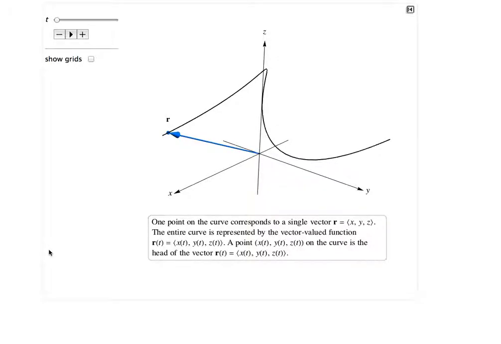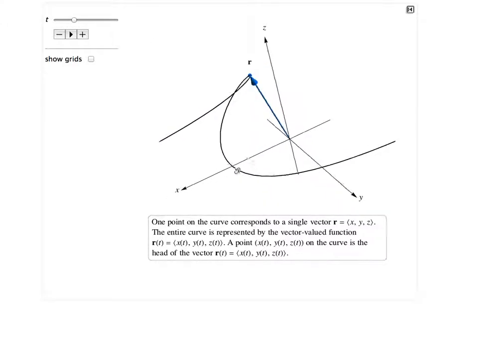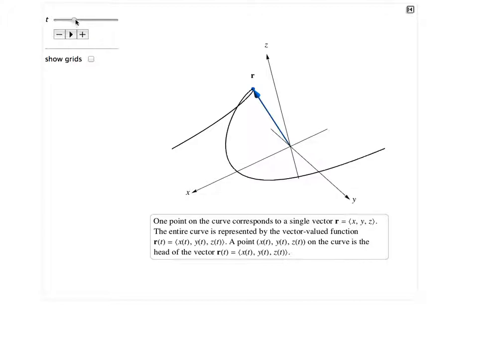The fundamental idea of describing a curve in space, or a trajectory in space, by a vector is that the head of the vector describes the trajectory as the parameter moves through its values from maximum to minimum. So we can see this vector describing this curve through space, and then we just allow each component to be the value of the function for that component.